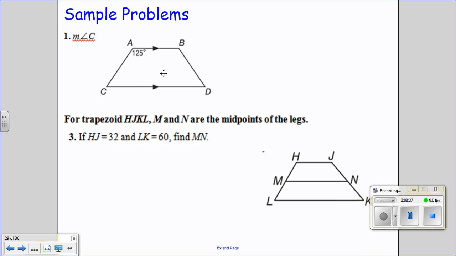The first one is a trapezoid, and it wants us to find the measure of angle C. We know that AB is parallel with CD because of those arrows. So angle A is consecutive with angle C, so they're going to add up to 180. So I know angle C plus 125 is 180. So that means angle C has to be 55 degrees.